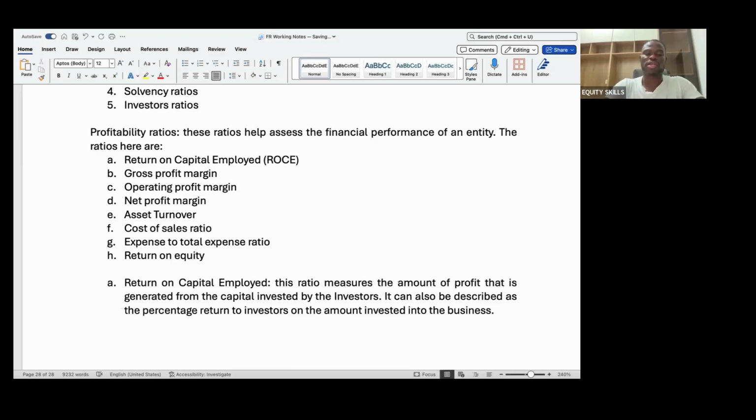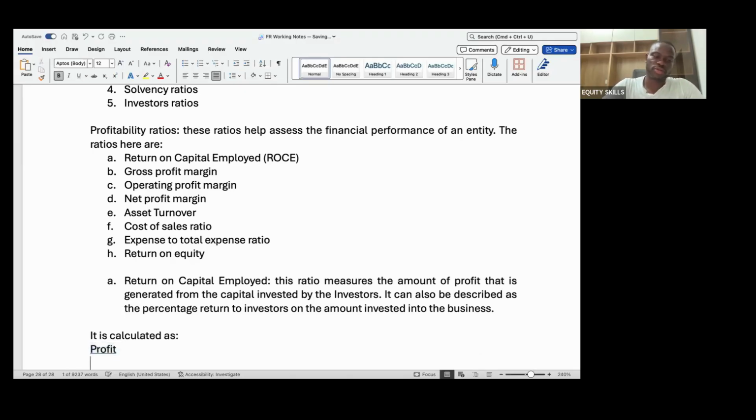And this ratio is calculated as profits over capital employed, multiplied by 100/1.